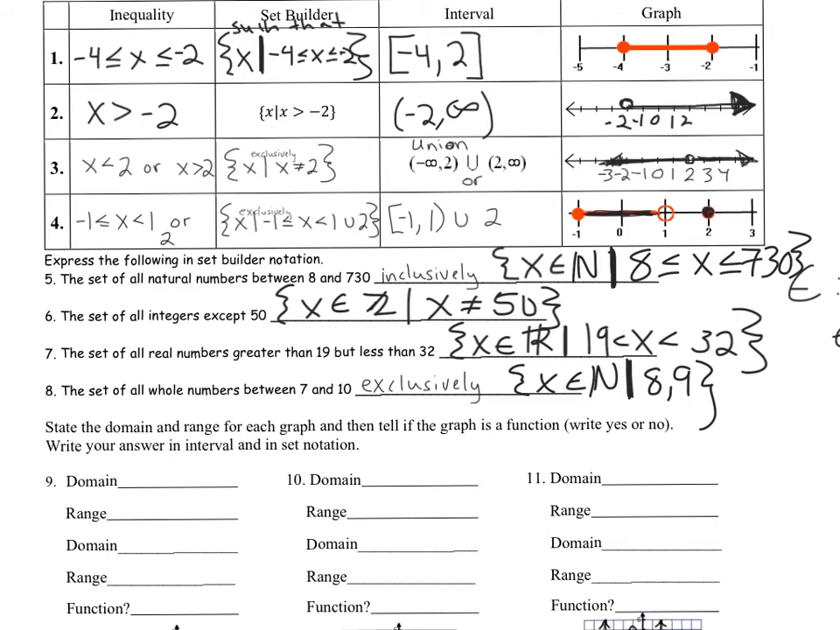And this is very similar to number 4, okay? If you look at number 4, it said that 2 is included. And the way we wrote it in our set builder notation is we had -1 is less than or equal to x, or less than or equal to 2. Okay, and that's kind of how we did number 8. Number 8 and number 4 are very similar. Now let's go ahead and take a look at number 9, 10, and 11.